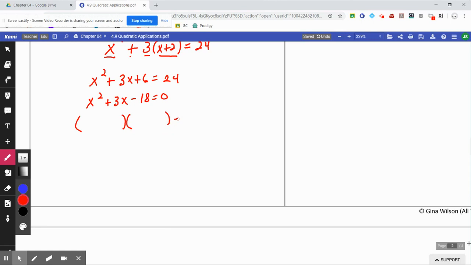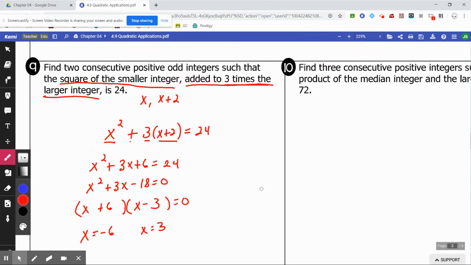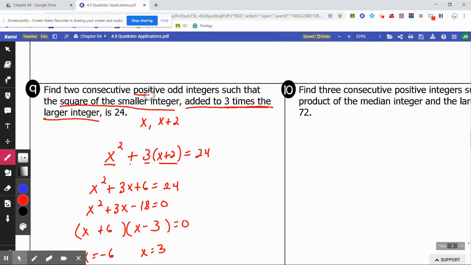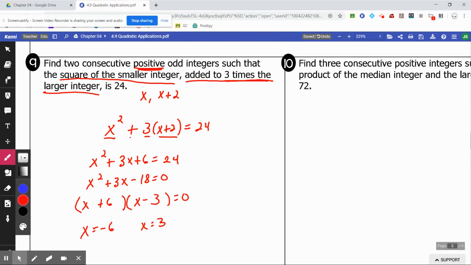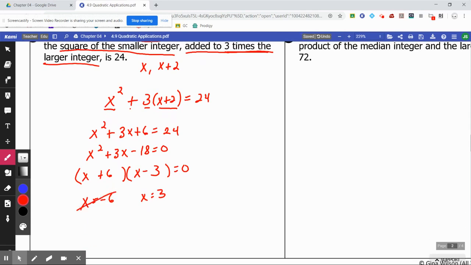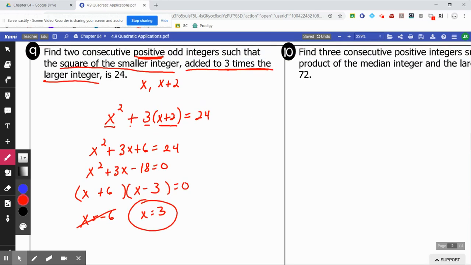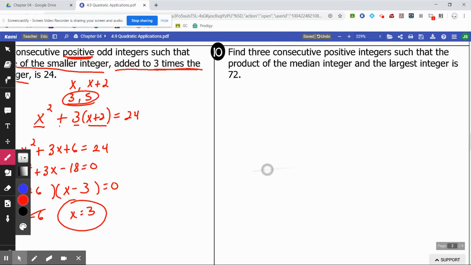Two sets of parentheses. This is going to be factorable. X times x, positive 6, negative 3. So x is either negative 6 or x is equal to positive 3. Positive odd integers. Can x be negative 6? No, it cannot. Throw it out. X is 3. So if x is 3, then my next odd integer is 5. So 3 and 5 are your two integers.